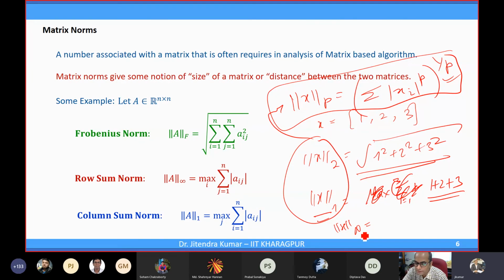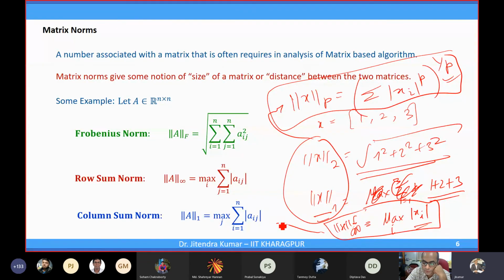Then in this continuation, there was a definition of the infinity norm also for vector norm. That was the maximum you take of all the elements of that vector, so the maximum over i of |xi|. That was actually defined for vectors. That maximum norm was denoted by infinity.